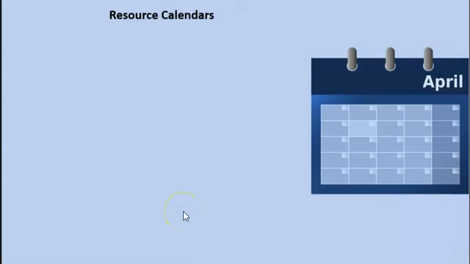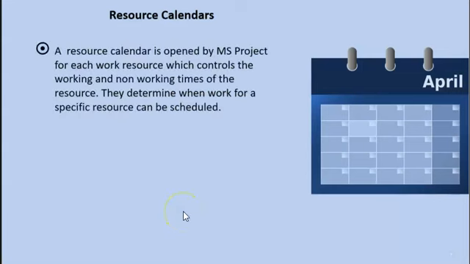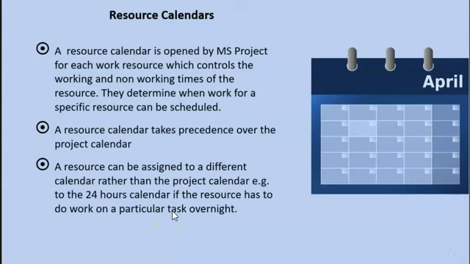We said we're going to be looking at resource calendars. When you enter a resource in MS Project, it opens a resource calendar for each resource, which controls the working and non-working times of the resource. They determine when work for a specific resource can be scheduled. A resource calendar takes precedence over the project calendar. A resource can be assigned to a different calendar rather than the project calendar.